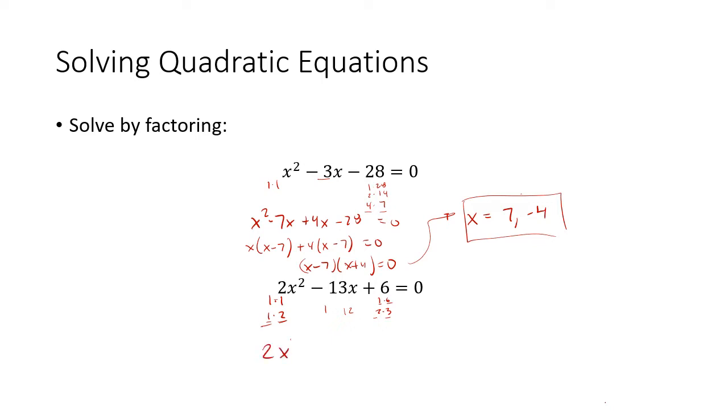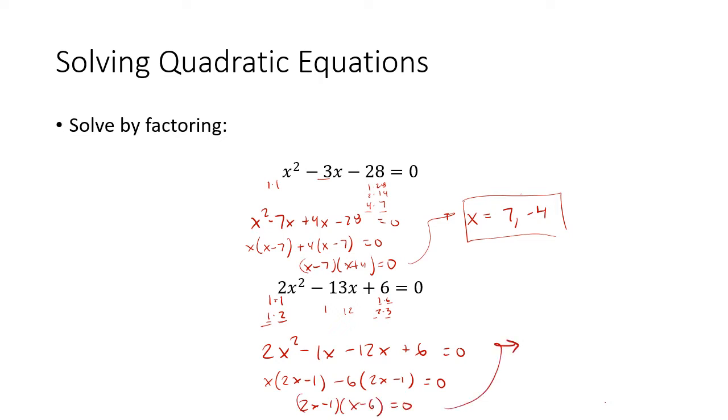So we take 2x squared minus 1x minus 12x plus 6. What's in common between the first two? It's an x, with a 2x minus 1 left over. If we take out the negative 6 from these last two terms, we get 2x minus 1 left over. This is all equal to 0. So 2x minus 1 times x minus 6 equals 0. The zero product property will tell us that x could be positive 1/2 or positive 6.